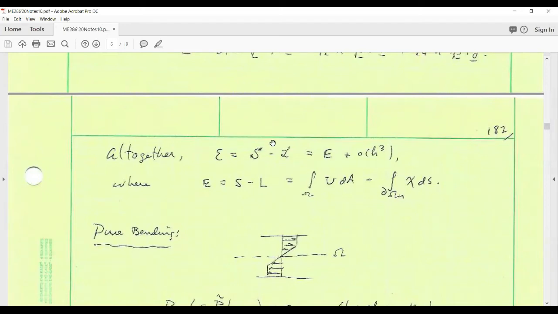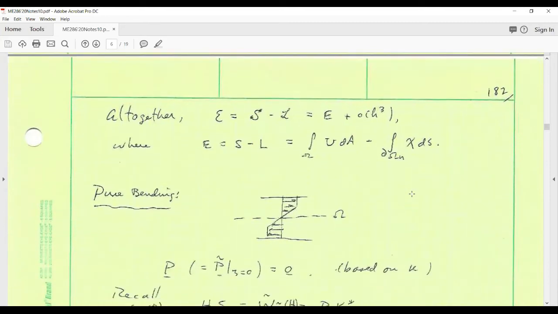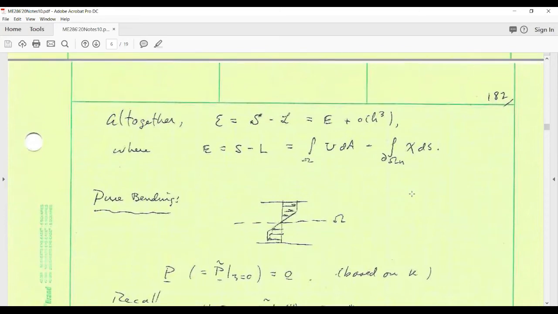So our potential energy then is strain energy minus load potential, the three-dimensional ones. With our approximations then, we have an approximate potential energy valid to order h cubed plus an error, small o h cubed, and that approximate potential energy is our approximate strain energy minus approximate load potential, given here. Okay, so we have now an energy that depends on the midplane deformation and these additional director fields, B of u, G of u, and H of u, right?